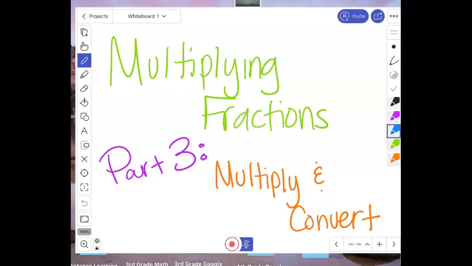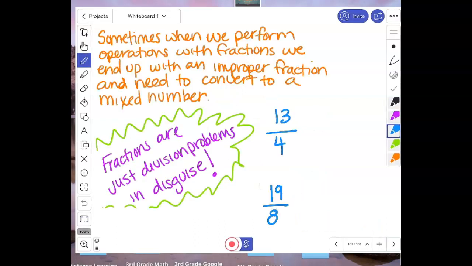Alright, so here's our last one for this week, and we're just reviewing the multiplication we've been doing, but I want to also go back and review for you how you convert to a mixed number from an improper fraction. So sometimes when we perform operations with fractions, we end up with an improper fraction, meaning we have a fraction where the numerator is greater than the denominator. And most of the time, we have to convert that to a mixed number, especially going forward.